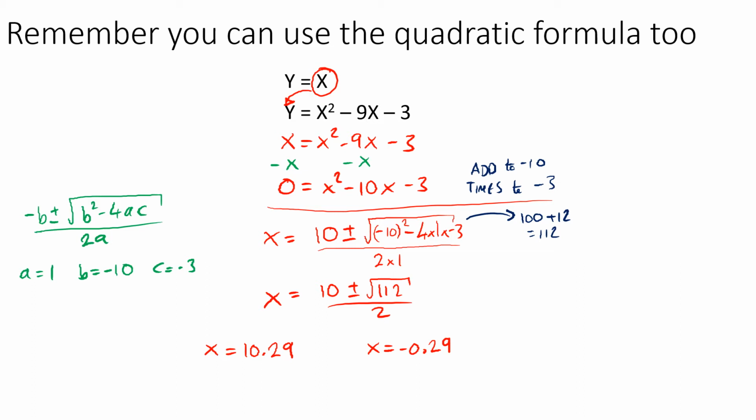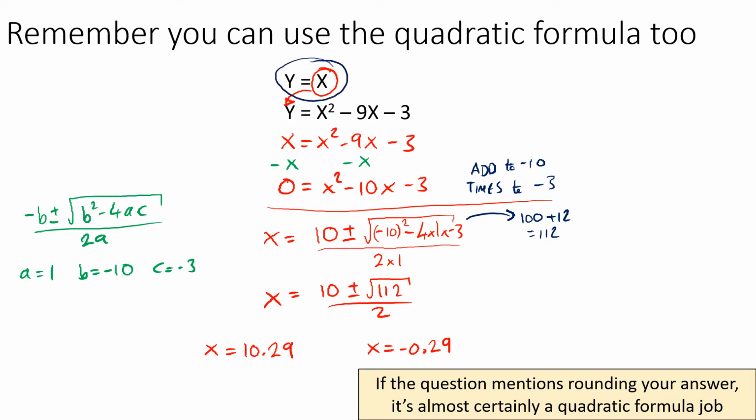Cool. We're still not quite done because we need to find the value of y as well, but fortunately we've got a very simple equation to use here, that y equals x. So the y values are going to be the same as the x values. So if x is 10.29, y is 10.29, and if x is minus 0.29, y is minus 0.29 as well.